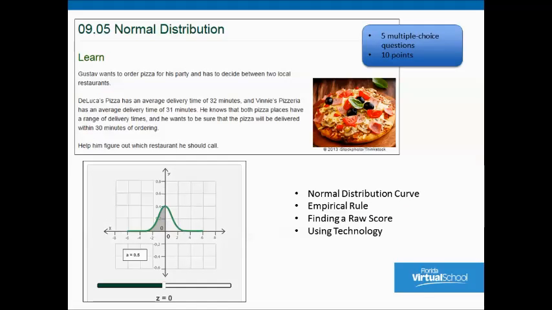905 deals with normal distribution. Nice interactive in this lesson as well, where the students can see how the mean and standard deviation relate to normal distribution. In this lesson, they learn about the normal distribution curve, empirical rule, finding a raw score, and using technology. In this assessment, students are responsible for 5 multiple choice questions worth 10 points.